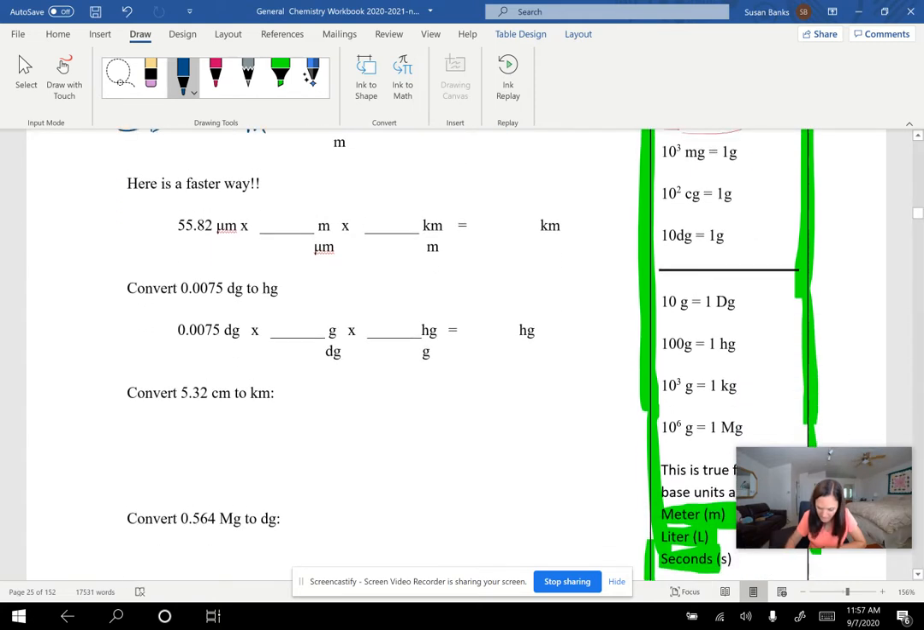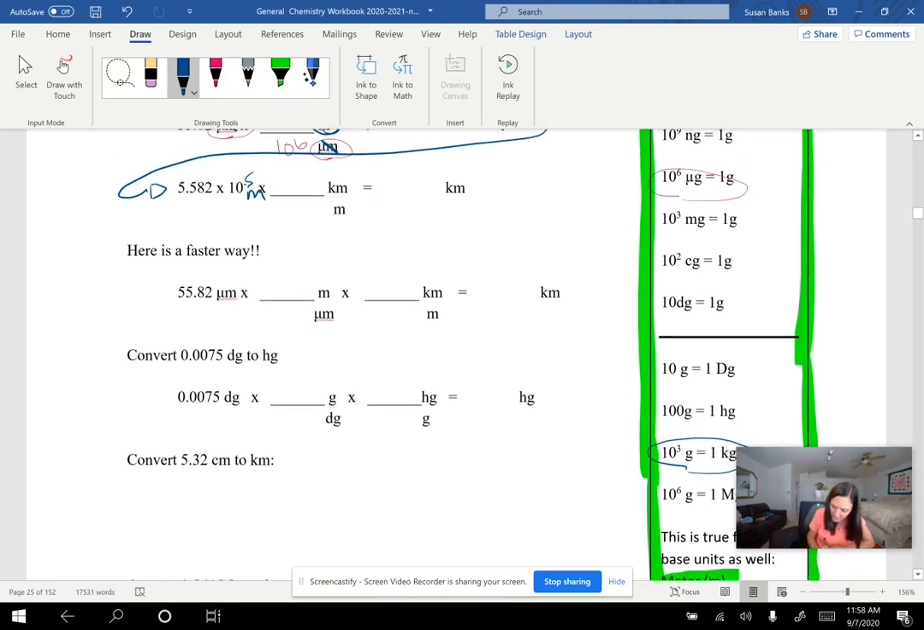Kilometers, kilo. That would be 1,000 meters will equal 1 kilometer. So I'm going to put 1,000 or 10 to the 3. 10 to the 3 meters will give me 1 kilometer. So that means that my meter is being divided by meter, so that is canceling out. And I will be left with the unit of kilometer.